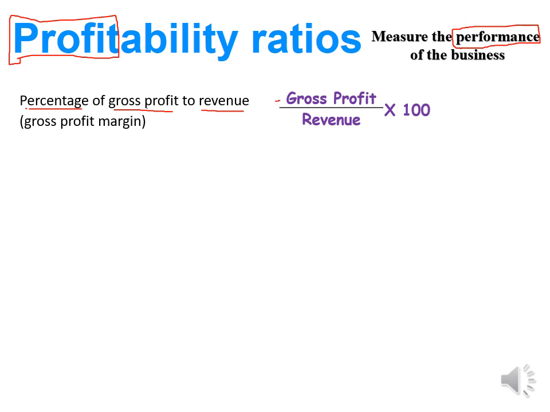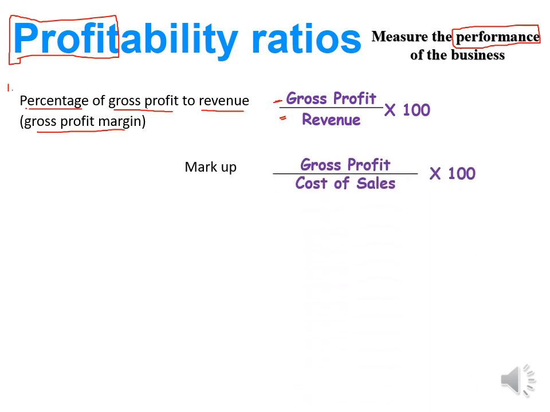Gross profit divided by revenue times 100. Because if the question says they want it in a percentage, we times 100 to make it a percentage. So percentage of gross profit to revenue. This is the first formula under the profitability ratio. Another name for the first formula is gross profit margin, or they will call it profit margin. What is the formula for gross profit margin? Gross profit over revenue. Revenue or sales, both are the same. This is the first formula.